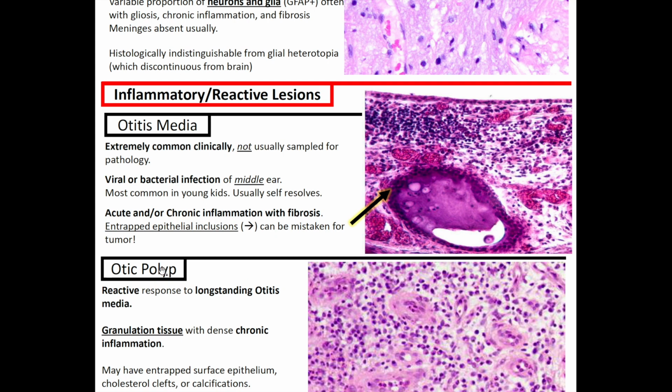Next up, you've got an otic polyp. So this is a reactive response to long-standing otitis media. You get granulation tissue with dense chronic inflammation, as shown here. And you may have entrapped surface epithelium with cholesterol clefts or calcifications.